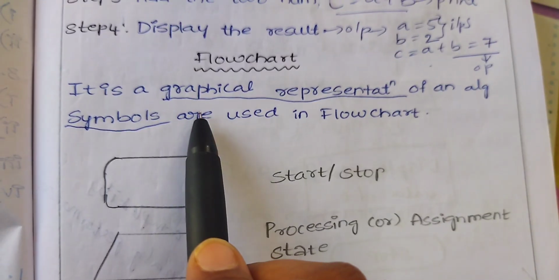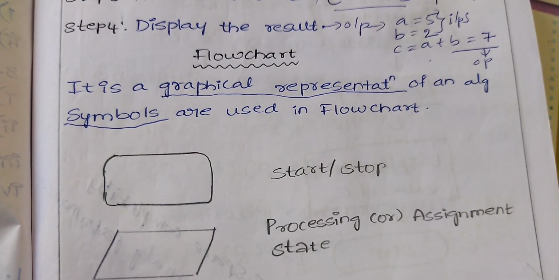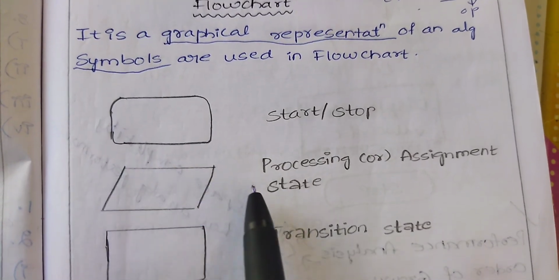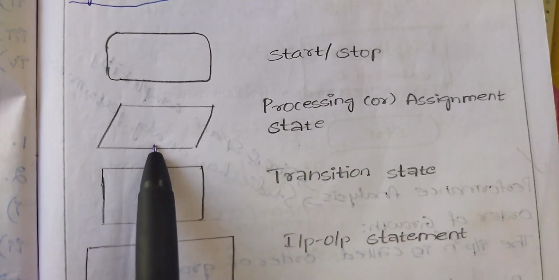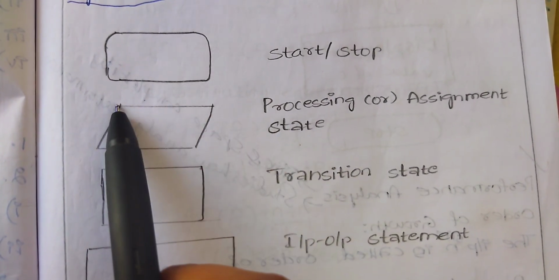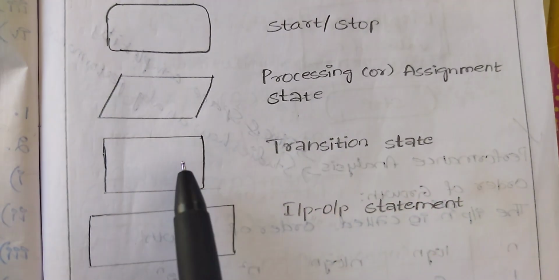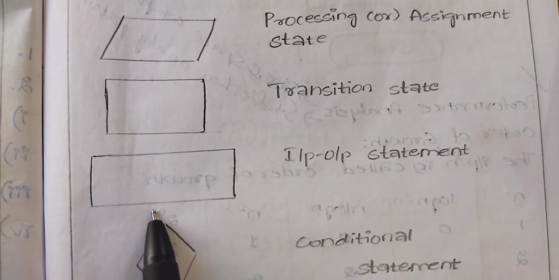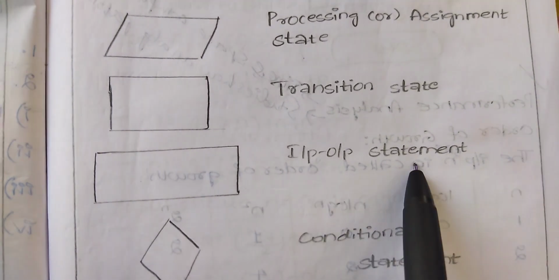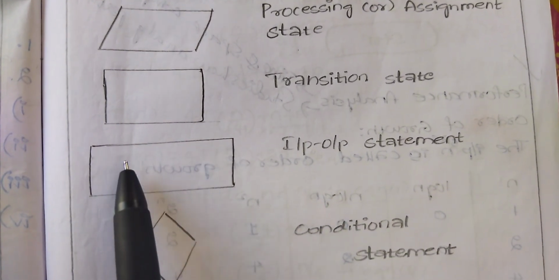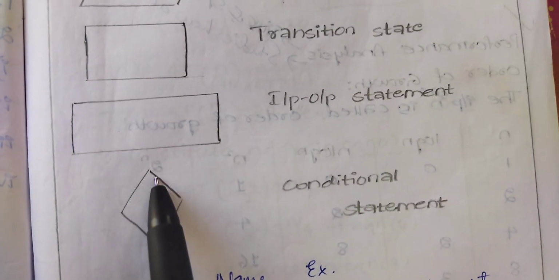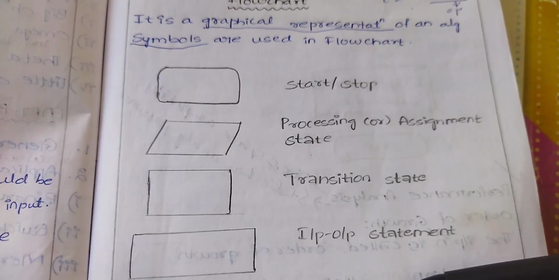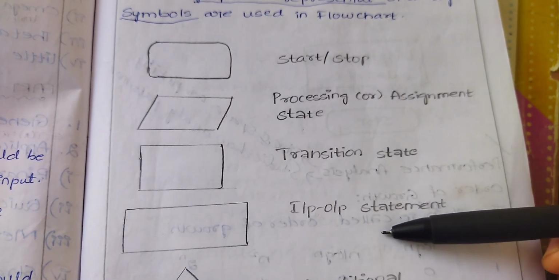Flowchart. It is a graphical method using some symbols. Start and stop are represented by this symbol. Processing state or assignment is represented with a parallelogram. Transition state is denoted with a rectangle. Input and output are represented by this symbol. Conditional statements we represent as a rhombus shape. These are the symbols we use for graphical representation in the case of a flowchart.